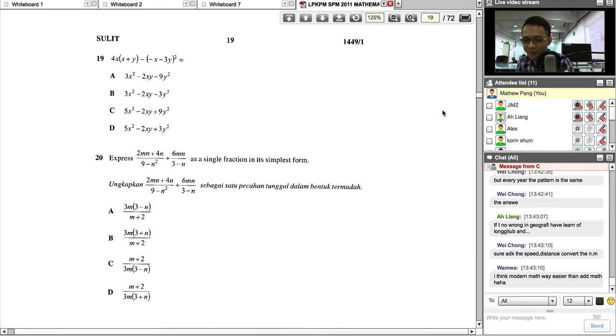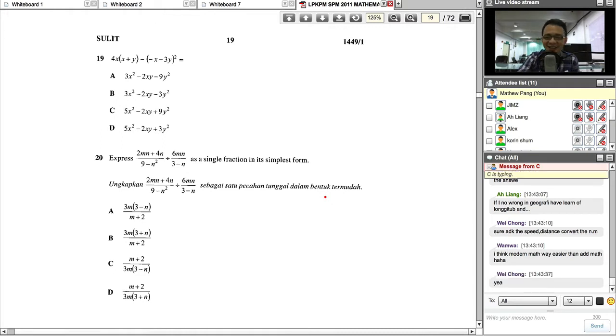Sure, the speed. I think the modern max is way easier than the MX. Yes, so we just move on first. And I think we have a chance to discuss paper 2. So let's move on to question 19 and 20, people.